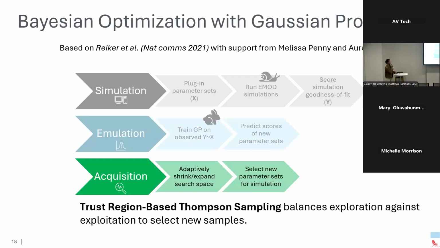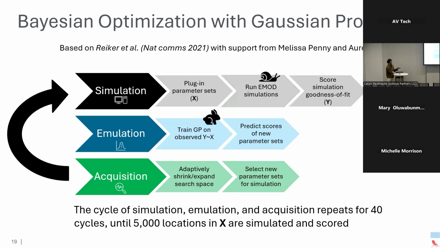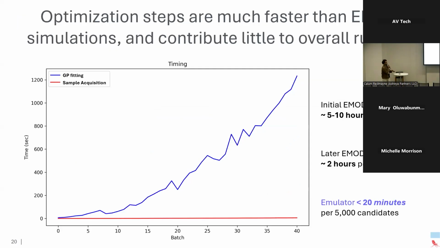Then after producing that posterior distribution and having an updated idea, based on the observed simulation outputs, of how other parameter sets will perform, we use the same trust region-based or TuRBO Thompson sampling algorithm to balance exploring new areas of the parameter space versus exploiting near the best observed optimum so far. And this cycle continues going through simulation, emulation, and acquisition. And the results I'm going to show today are for 40 cycles until 5,000 actual simulations have been run and scored. And then we finish.